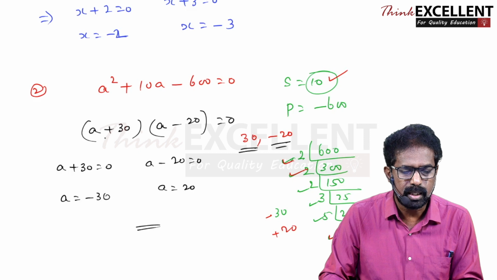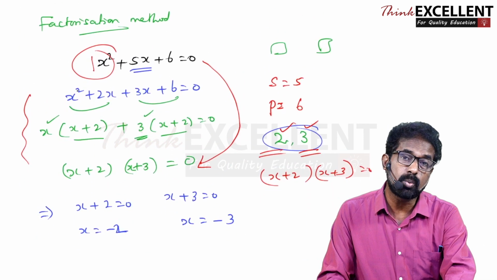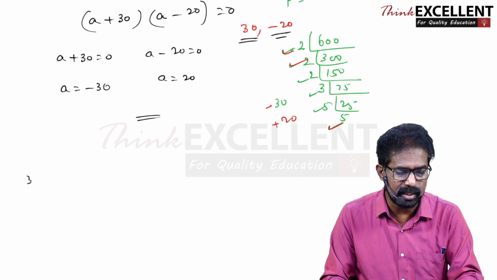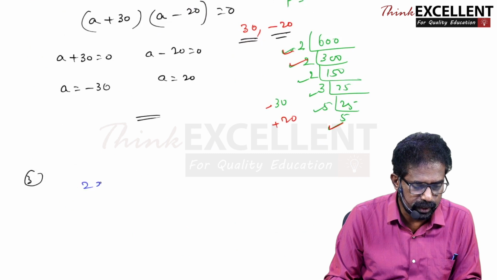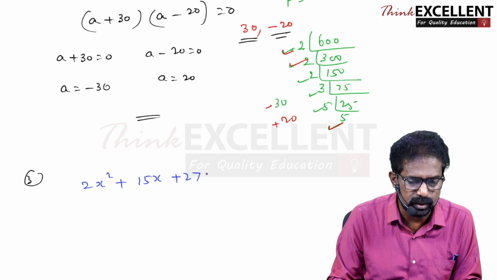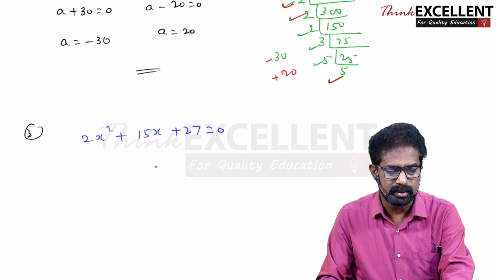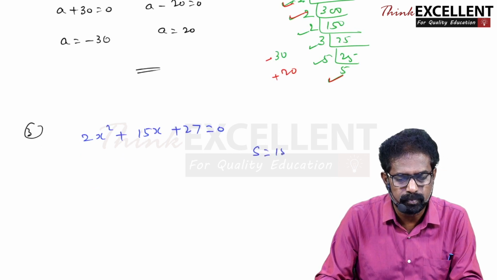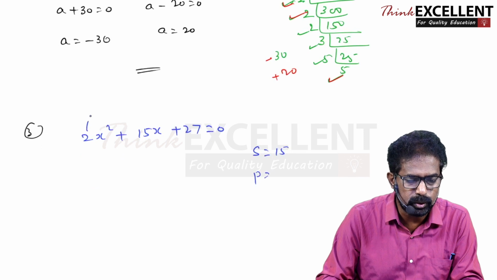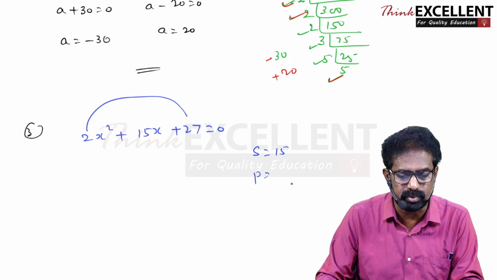Okay. So here the coefficient of x square or a square is 1. If it is not 1, then how to do? Please listen carefully. I will take another question. Suppose the question is 2x square plus 15x plus 27 equal to 0. I am going to teach only the shortcut method now. Okay. Listen. Sum is 15, right? Sum is 15. Product is a into c. 2 into 27. Which sign you take here? Both plus only. So 27 into 2, 54, right?